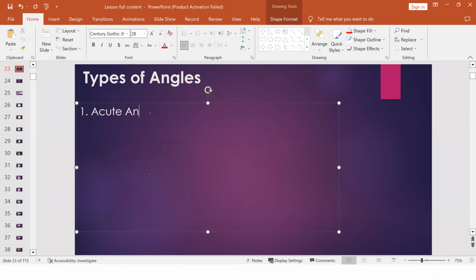All right. So the first thing is acute angles. What do we know about acute angles? Less than 90 degrees.